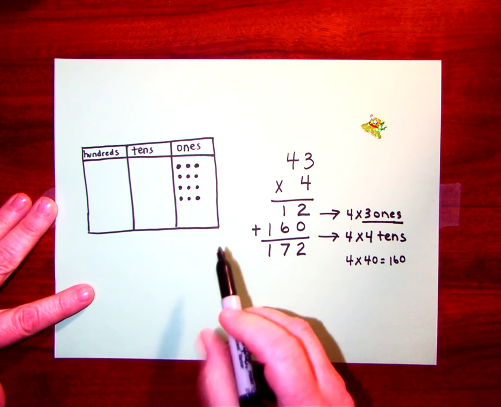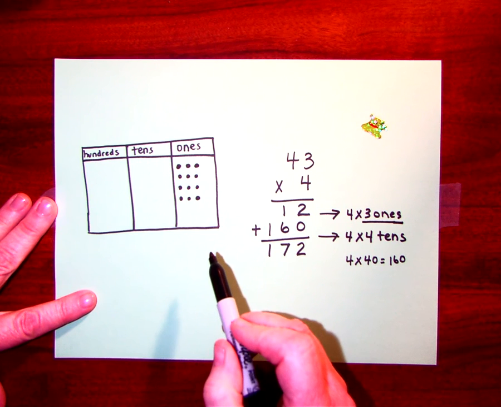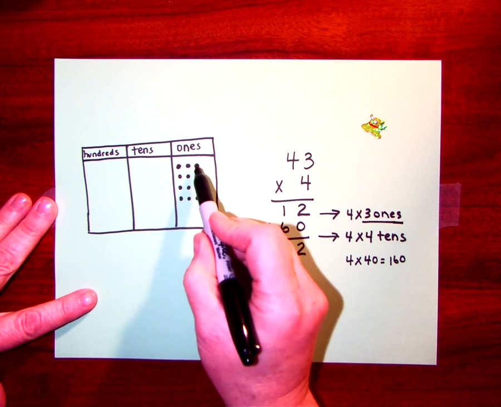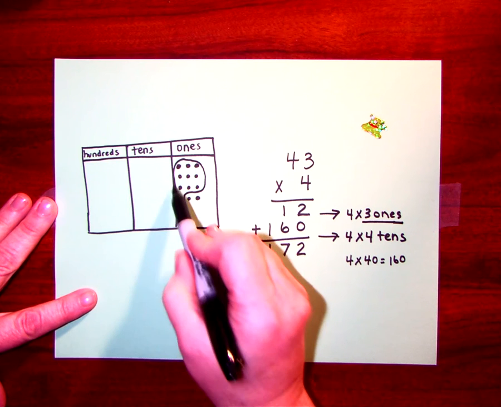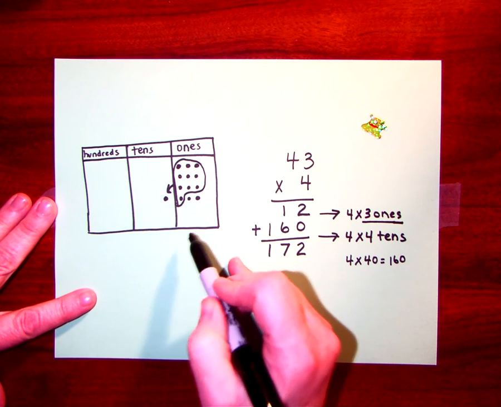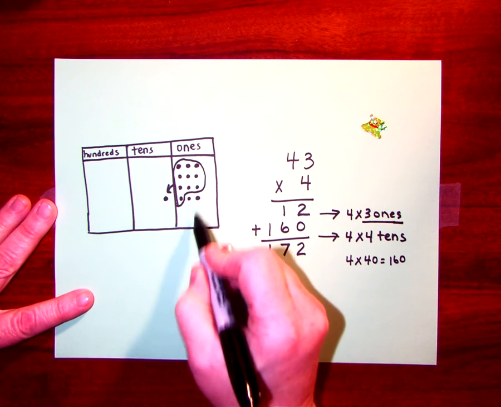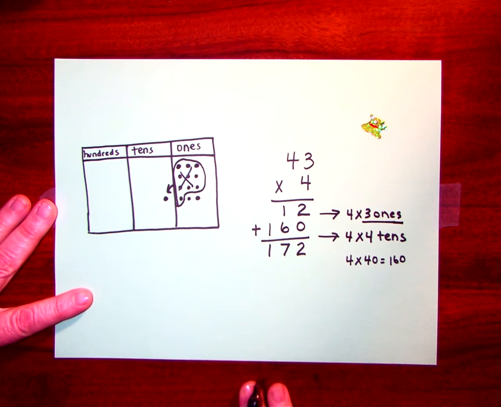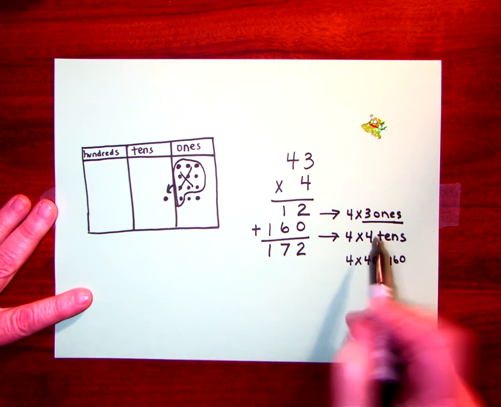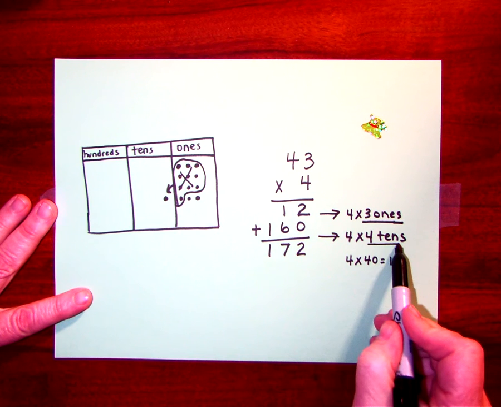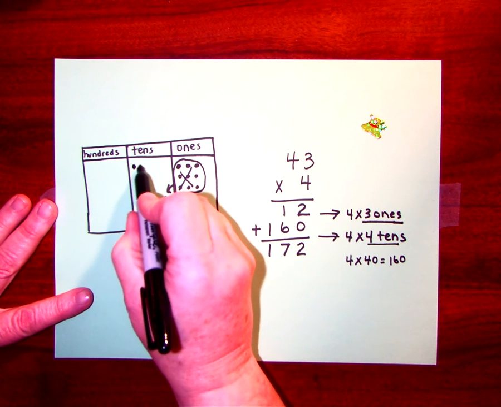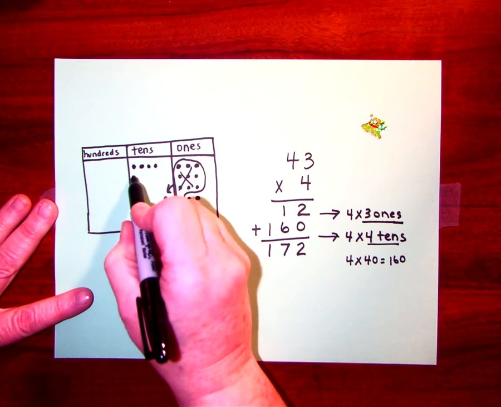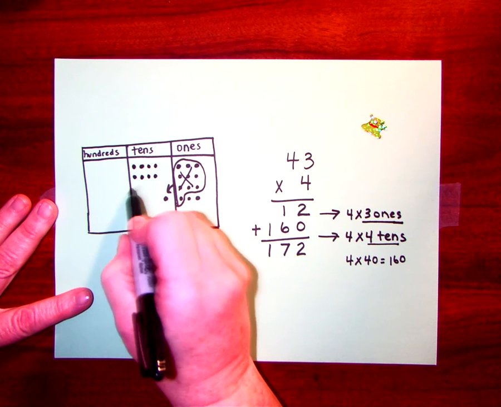And I know that when I have 10 of something that I must regroup. 3, 6, 9, 10. I'm going to bundle these up and send them directly to the left into the tens place. I usually cross that out just so that I know that I sent it over. And then I'll look at 4 tens 4 times. Here's 4 tens. Here it is represented 4 times.